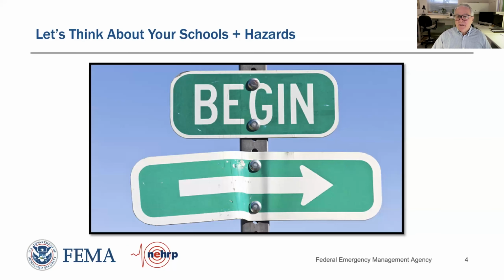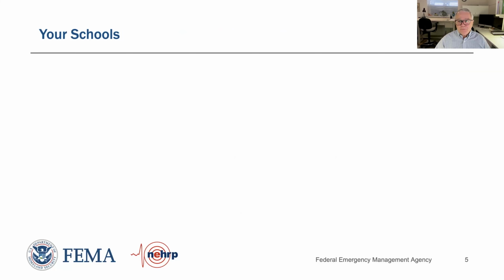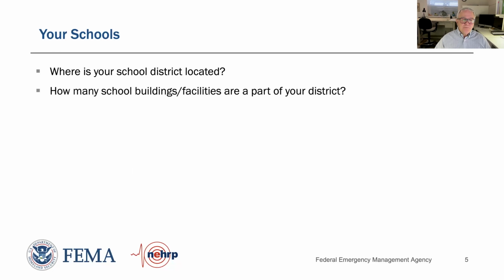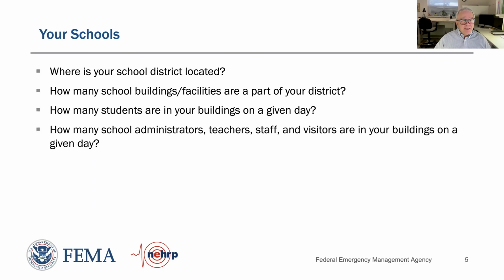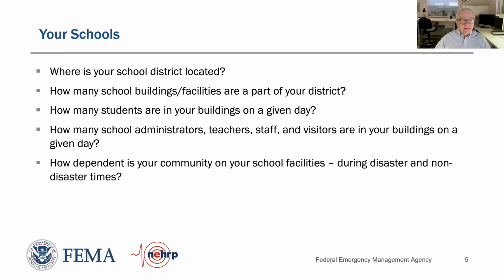So let's begin to make the connection between your schools and the hazards that they are exposed to. Some things to think about: where your school district is located, how many school buildings and facilities are part of your district, how many students are in your buildings on any given day, how many school administrators, teachers, staff, visitors are in your buildings on any given day, how dependent is your community on schools, on your school facilities during disasters and in non-disaster time. That gives you a sense of what you're dealing with.